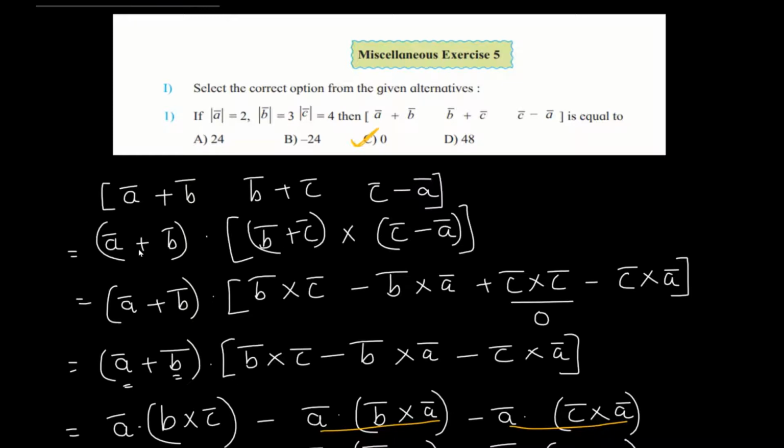Okay, so we go to the second question now. They have given us |A| equal to 3 and |B| equal to 4. Then the value of lambda for which A + λB is perpendicular to A − λB is dash. They have given us options. We have to find the value of lambda.